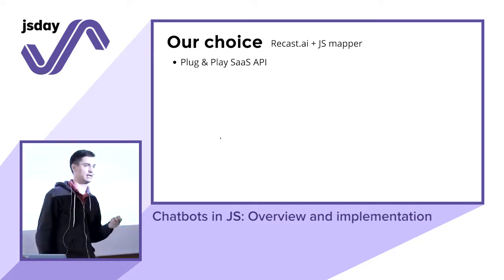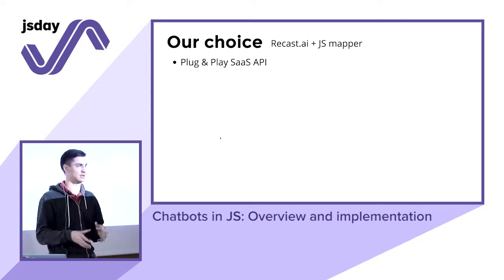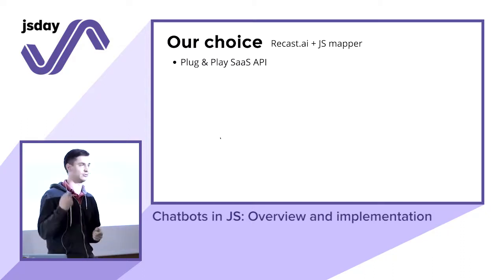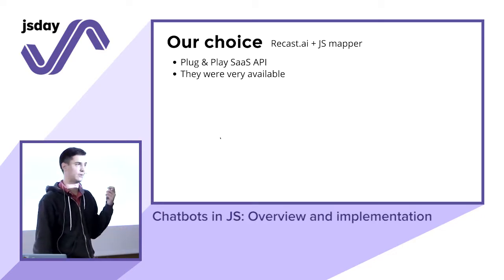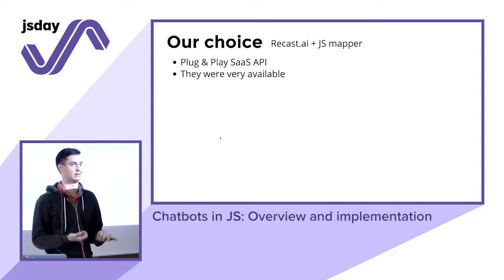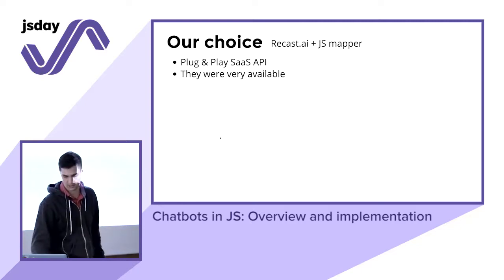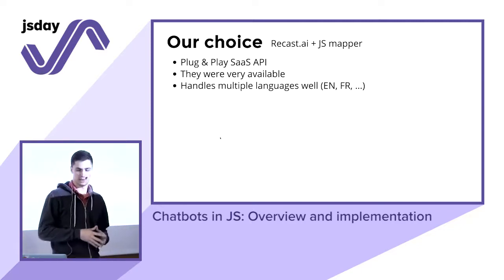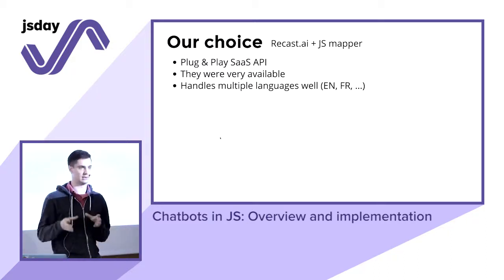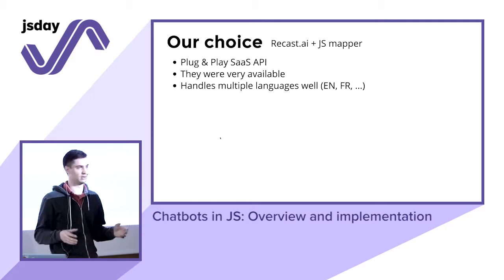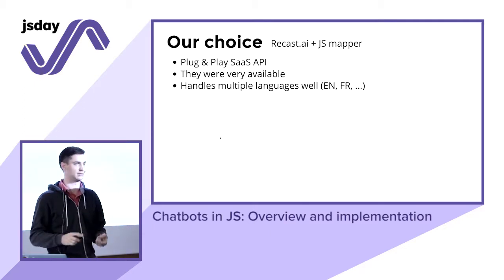Recast AI is an online service, software as a service, where you can create your own natural language understanding service. You can plug it in. We chose them also because they were available. We met them, we got their contacts, we could call them and get some answers whenever we needed help. And most importantly, it handles multiple languages well. Usually within a natural language understanding service, you will have to create separate projects for different languages. Not with Recast, you don't have to declare your intents and entities twice.